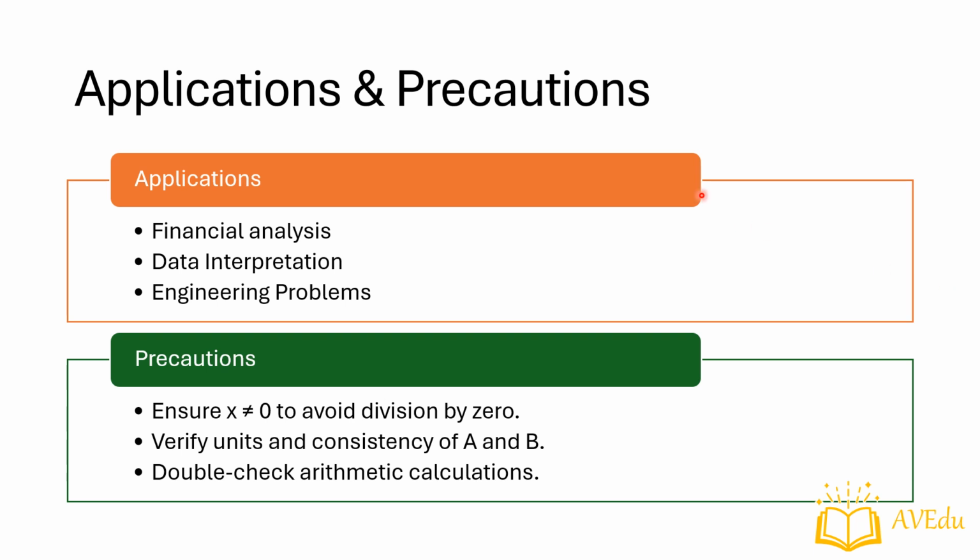But remember, like every tool, it has its boundaries. The key precaution is ensuring that x is not zero. Otherwise, you would be dividing by zero, which is undefined. Also, it's essential to keep your quantities clear. That means know which one is A and which one is B to avoid mix-ups.